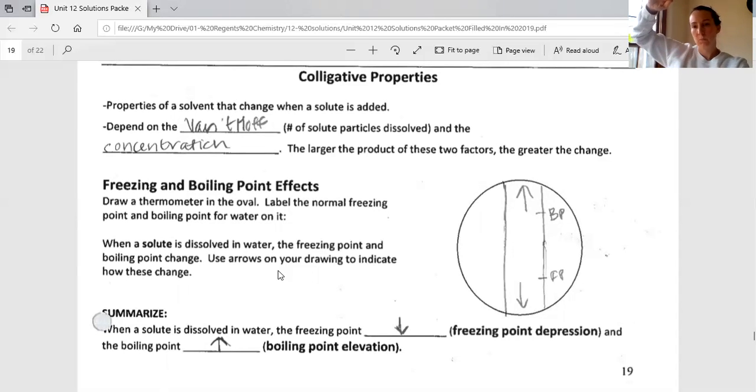Freezing point went down. So to summarize, when a solute is dissolved in water, the freezing point goes down. The technical term is freezing point depression. The boiling point goes up. It's called boiling point elevation. Okay, flip to the next page.